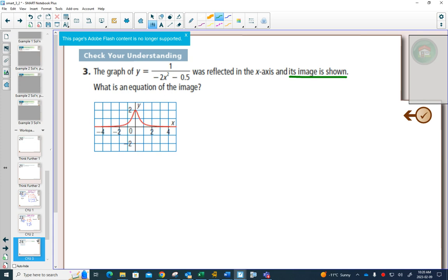So this graph is not this equation. I'm going to put a blue box around this equation, and if this equation was reflected in the x-axis, that's a vertical reflection. Does it make sense that this original graph would have looked like this?